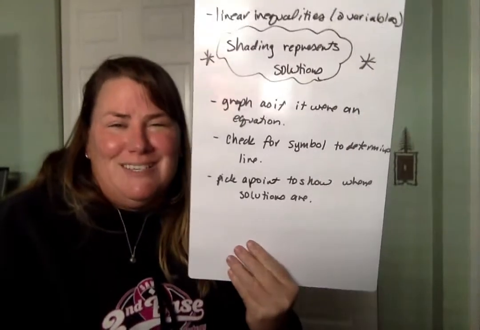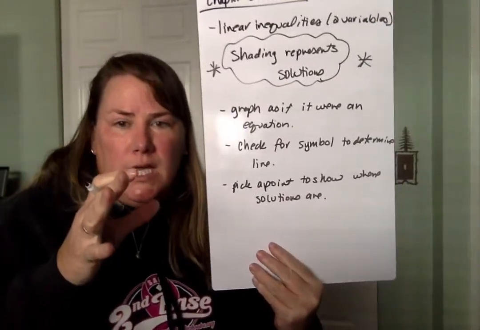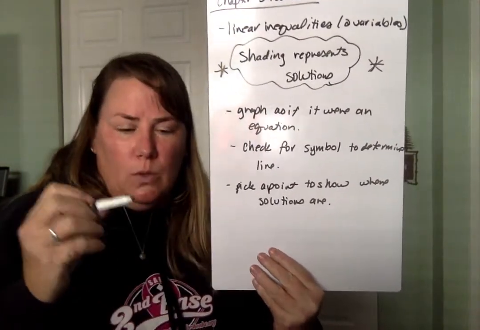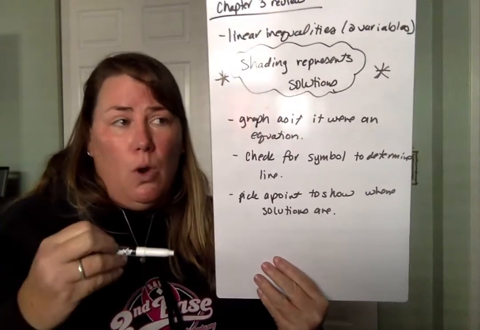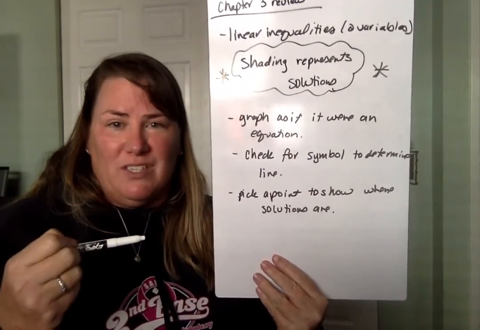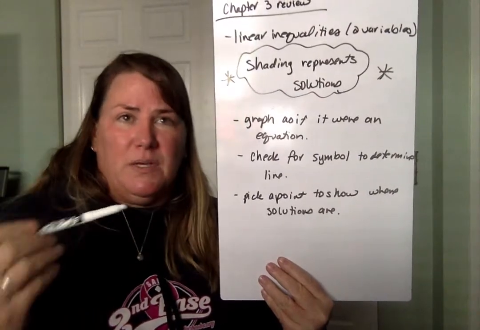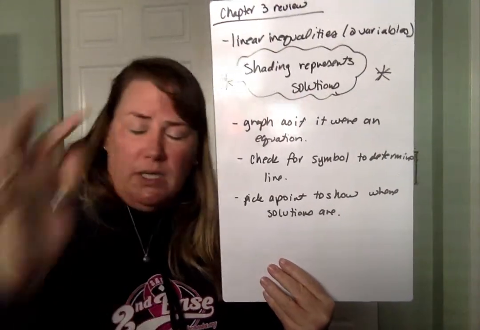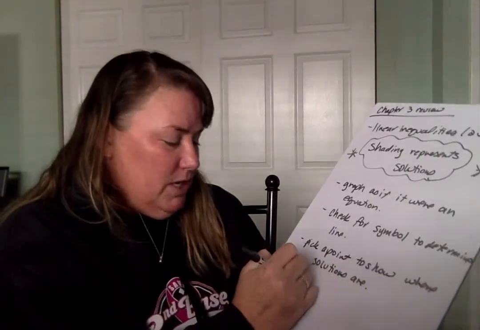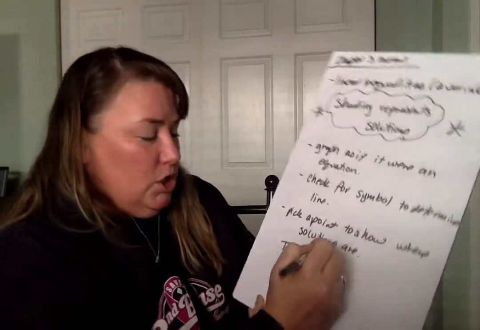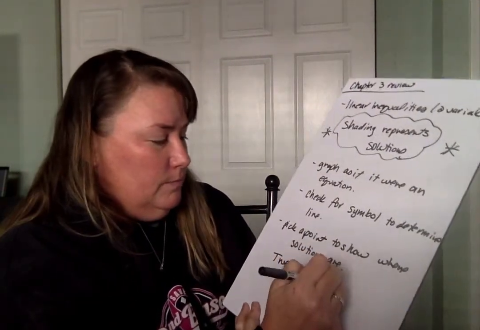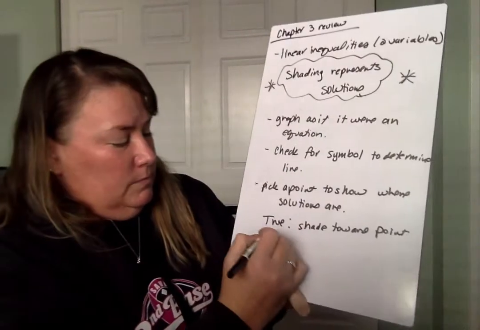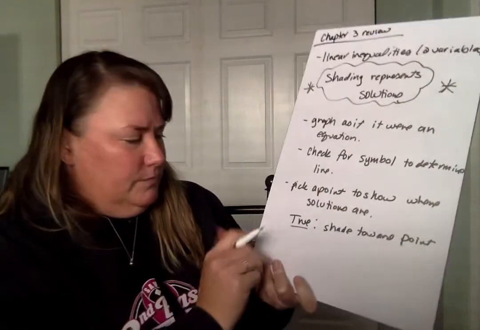Remember, I always pick a point that's not on the line, because if you pick a point on the line, you may get a true or false statement, and you don't know which way to shade. So pick a point that's not on the line. I always picked 0, 0, or if the inequality went through there, so if you're graphing something with a y-intercept of 0, then I would pick the next easiest point. And that next easiest point for me is 1, 1. But really, the point doesn't matter. Now, if you produce a true statement, you're going to shade toward the point.